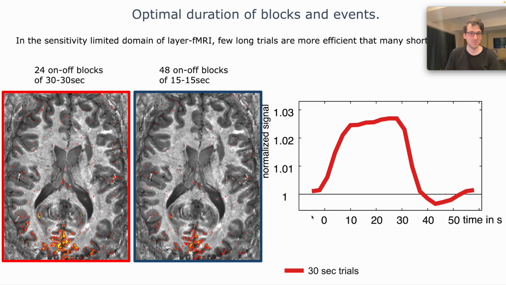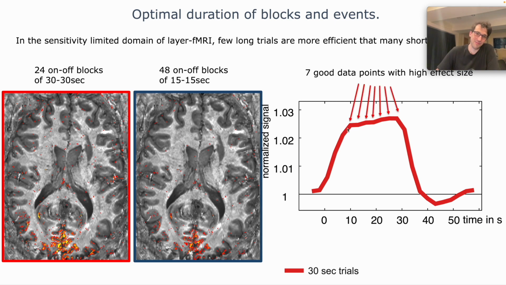And the reason here is that in the sensitivity limited domain, it's always more efficient to have a few high quality long trials with a good effect size than many short ones with a less high effect size. What I mean is that when I look at the 30-second paradigm here, I have in this case 7 good data points with an excellent contrast to noise ratio that have the maximum effect size that I can hope for. Now, I only have one trial in my 1 minute time window.